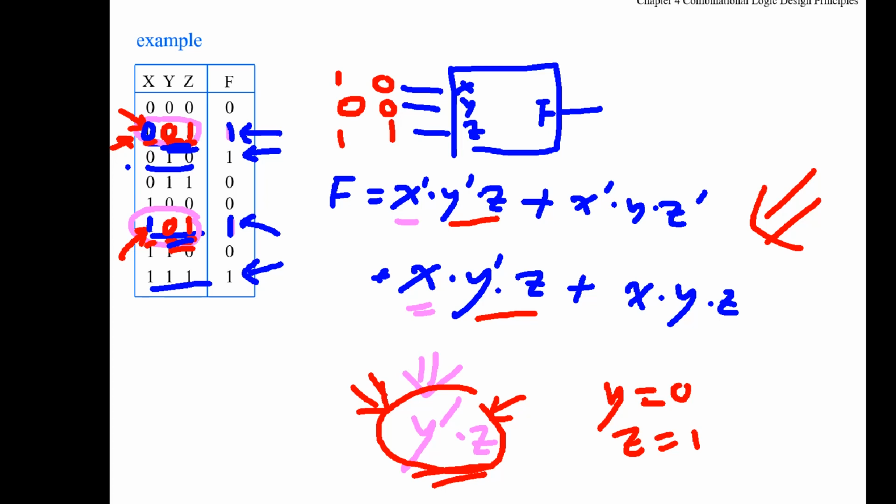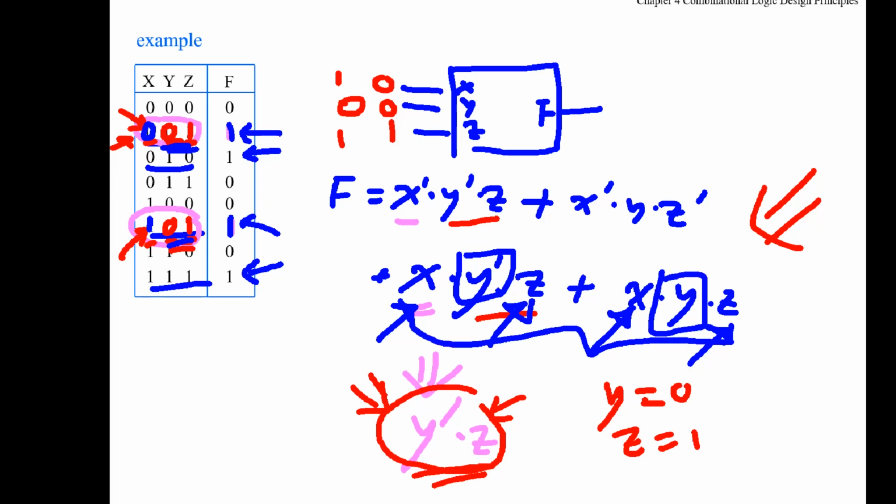Actually, this term, this term, x, z, right? Same part. But this one, y prime, y. That means you can combine these two terms together, and the result is x and z, by the combining theorem.